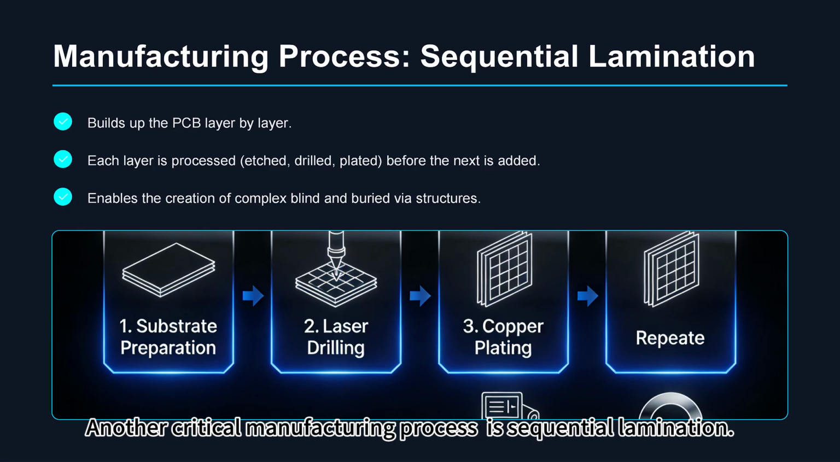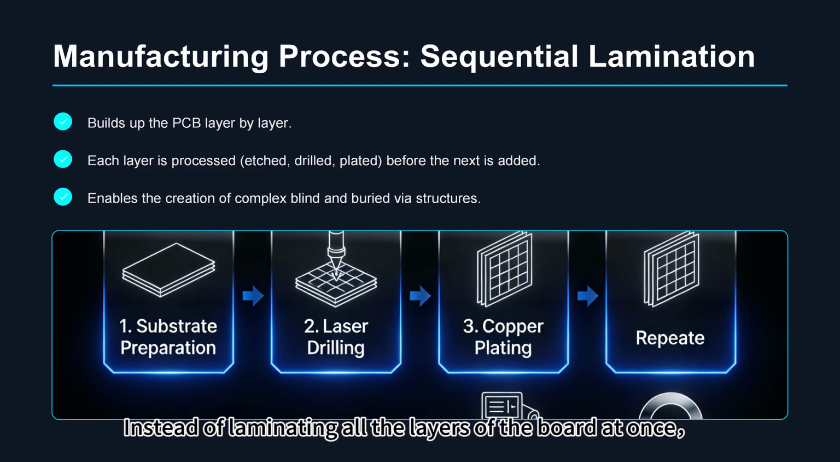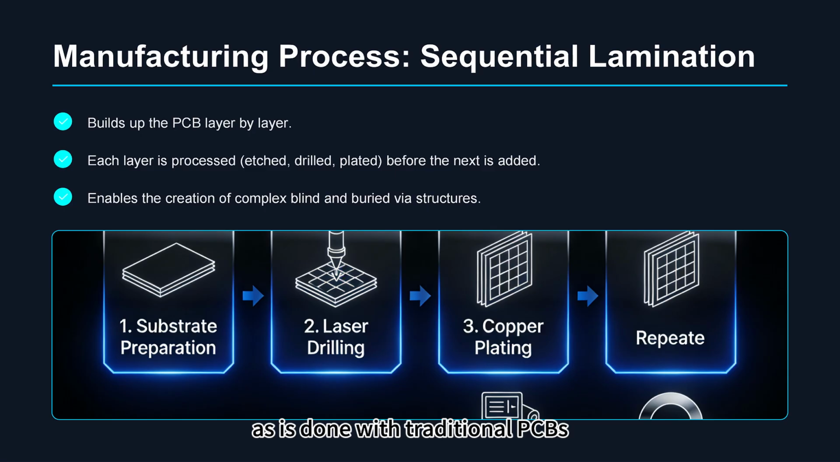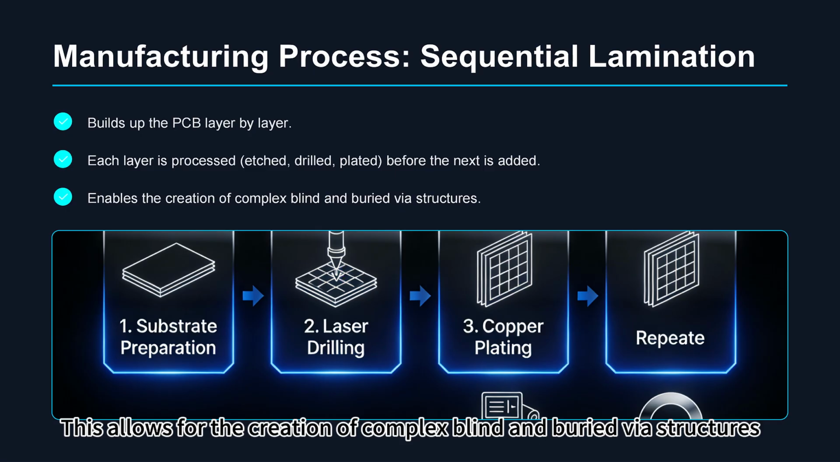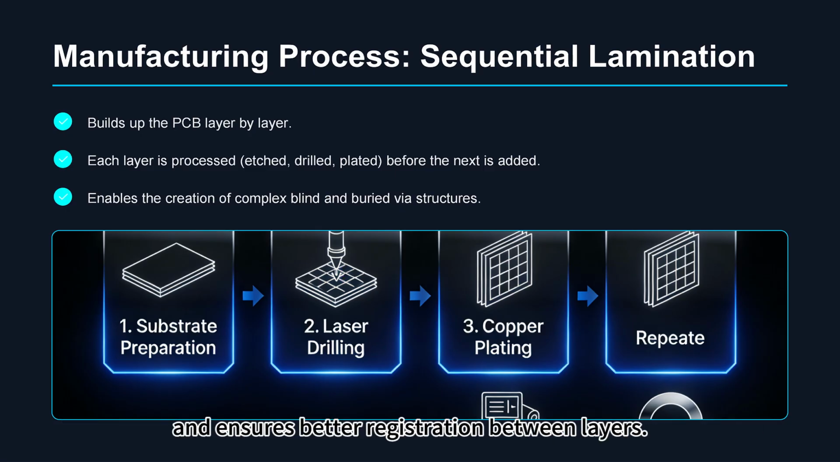Another critical manufacturing process is sequential lamination. Instead of laminating all the layers of the board at once, as is done with traditional PCBs, sequential lamination builds the board up one layer at a time. This allows for the creation of complex blind and buried via structures, and ensures better registration between layers.